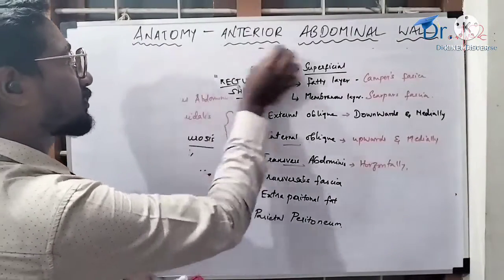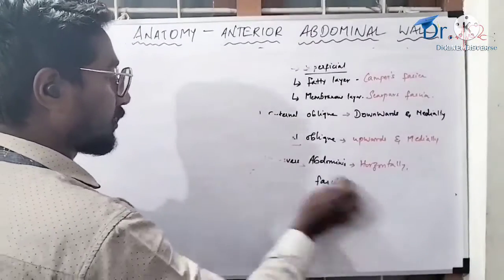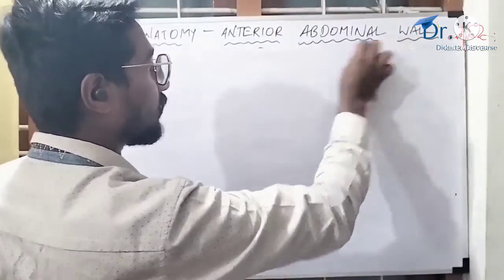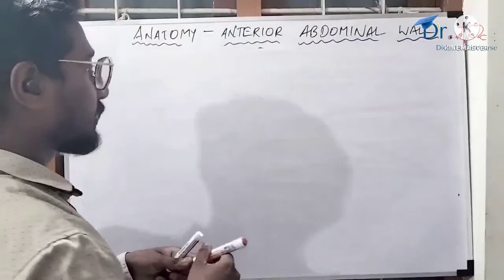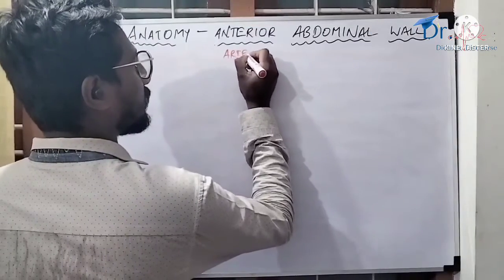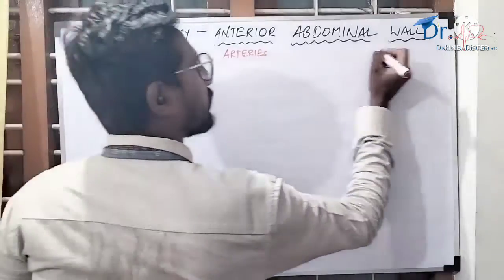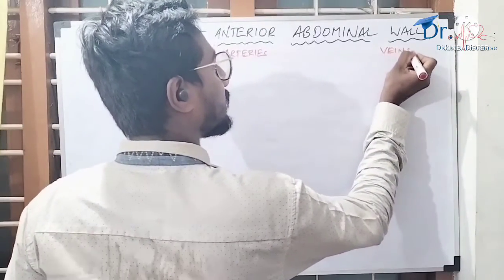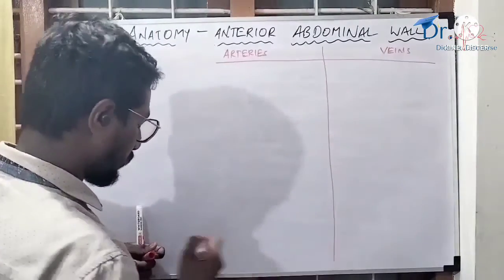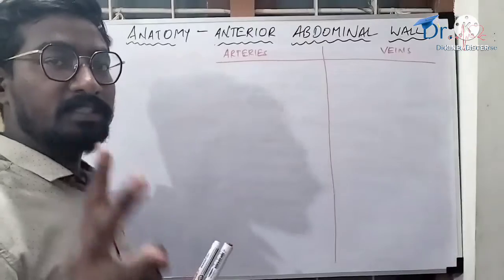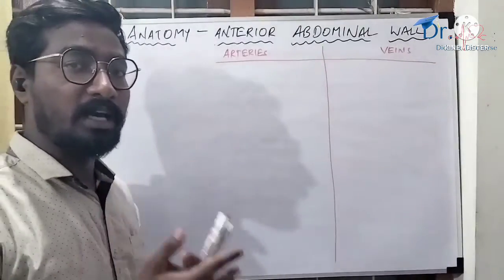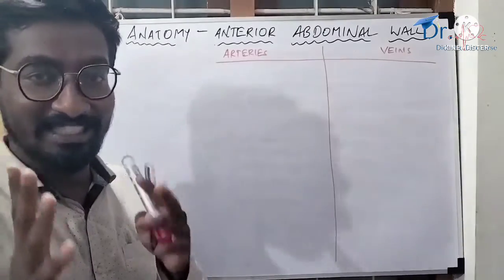So we studied the structures which comprise the anterior abdominal wall. Now we will study the blood vessels which supply the anterior abdominal wall, the arteries and veins. As we know already, there are two types of veins, the superficial veins as well as the deep veins. And coming to the arteries, you have the superficial arteries as well as the deep arteries.